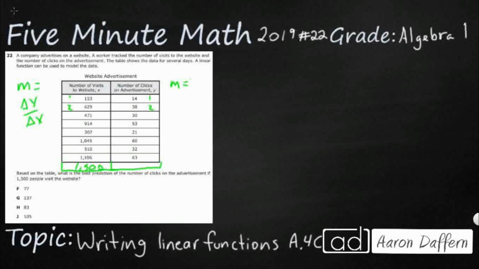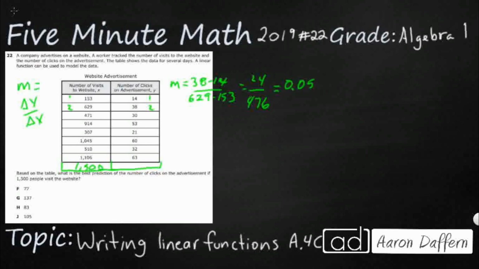So let's start with a y. 38 minus 14, those are my first 2 points right here. And then it's going to be 629 minus 153. All right, so we're going to need our calculators on this. So 38 minus 14, that's 24. And then 629 minus 153, 476. You divide that, and between just those 2 points, you get 0.05. We'll go to the hundredths place.